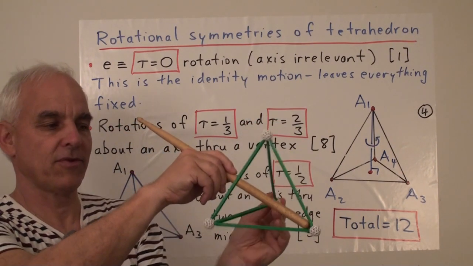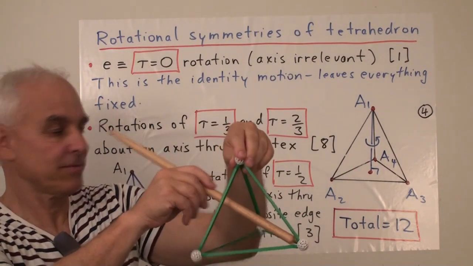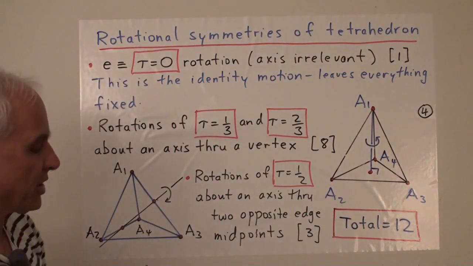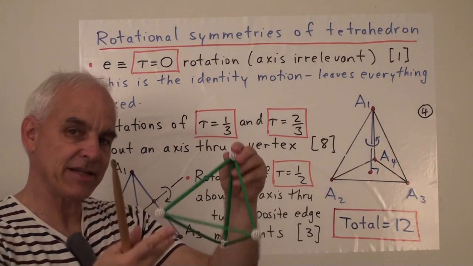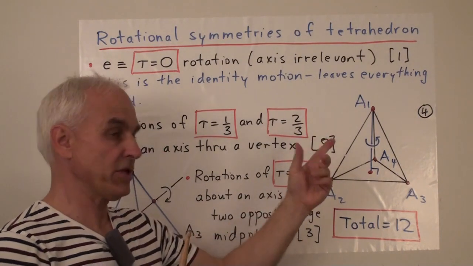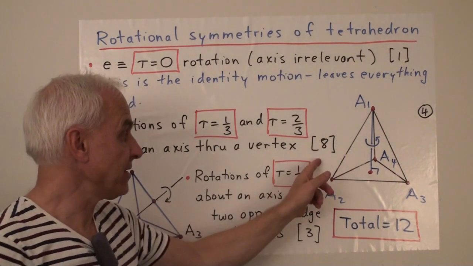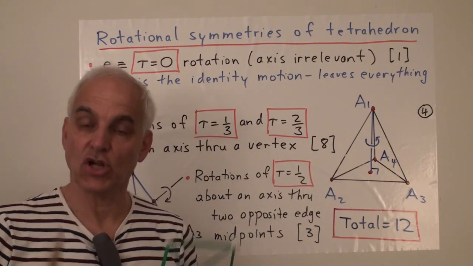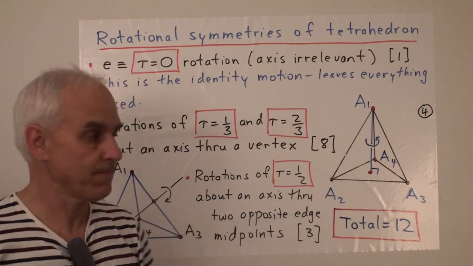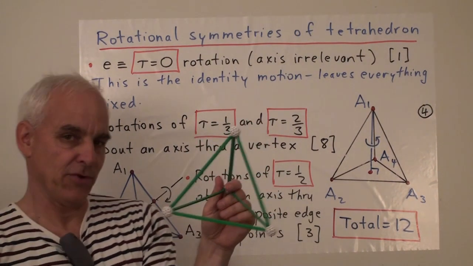You could rotate like this, or like this. Okay, so we have 4 possible axes, and for each one of those axes we have 2 possible rotations, either by 1/3 or 2/3. That gives a total of 8 different rotations of that type. But these are not the only kinds of rotations of the tetrahedron.